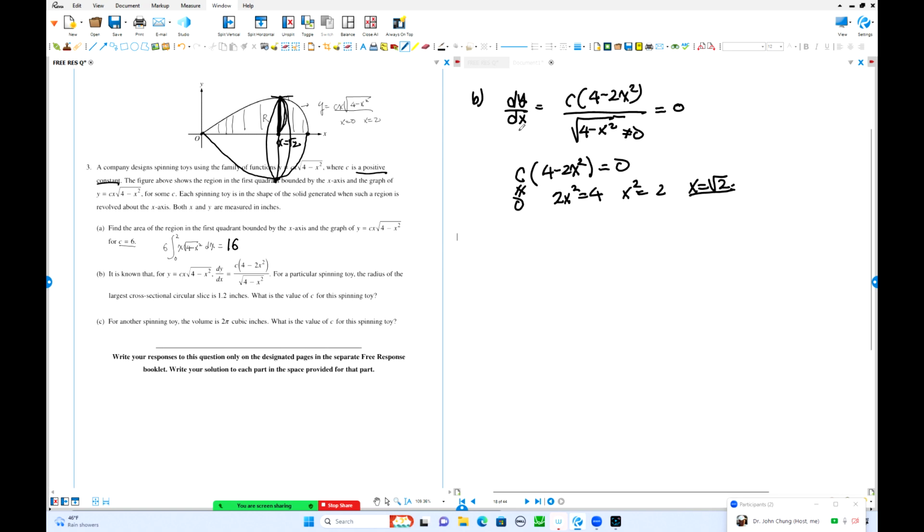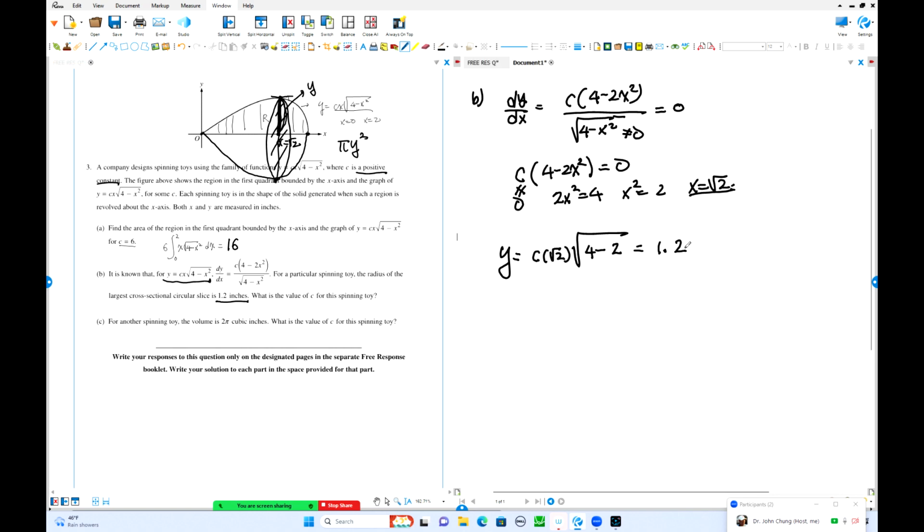So put this number in here again. We're going to find this y, which is the radius. So the area of this cross-section is pi y squared. Now put in x equals square root 2, which is the maximum. So y is c times square root 2 times the square root of 4 minus square root 2 squared, which is 2. This maximum radius they gave already: the radius is 1.2 inches.